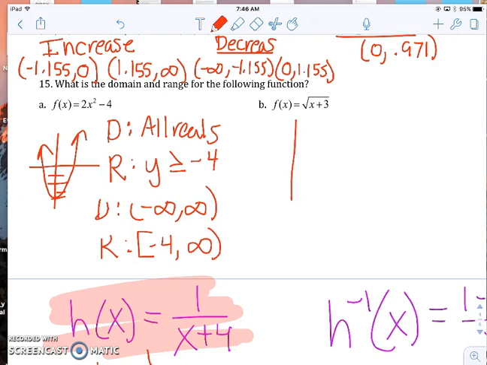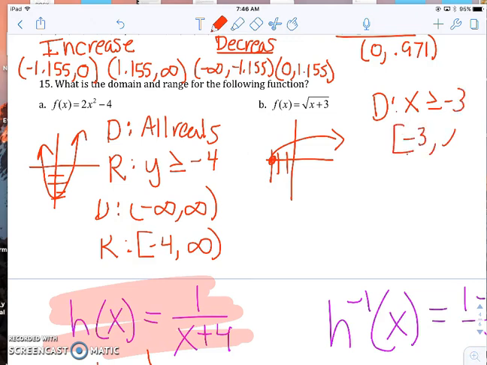And then x plus 3, well, this is the square root function, but to the left 3. So let's see, our domain, x is greater than or equal to negative 3, or you might have written negative 3 comma infinity. And then our range, y is greater than or equal to 0, or you could have written 0 to infinity.